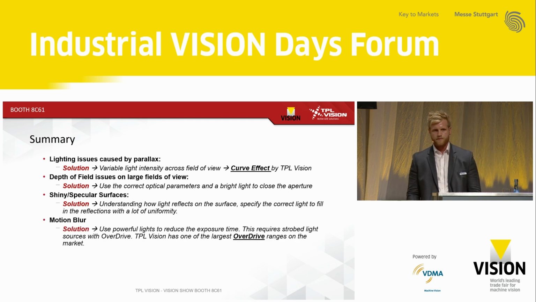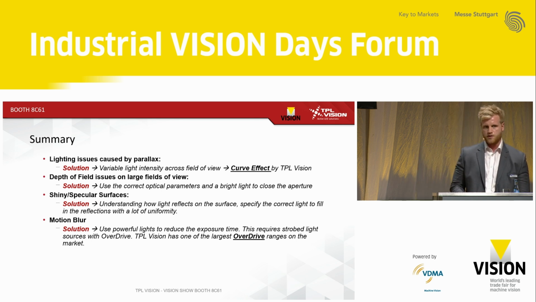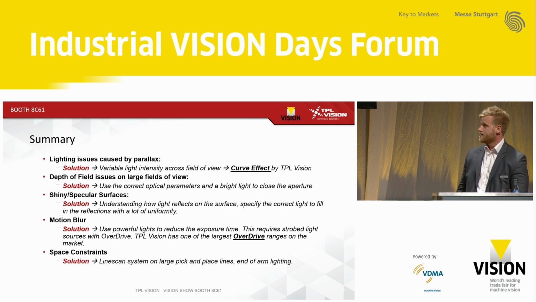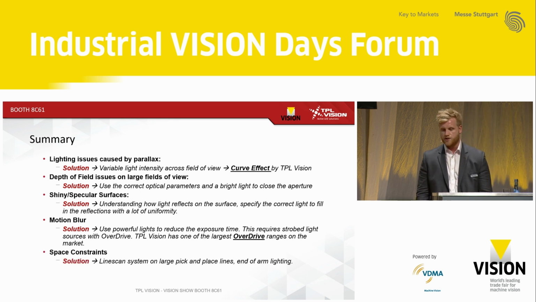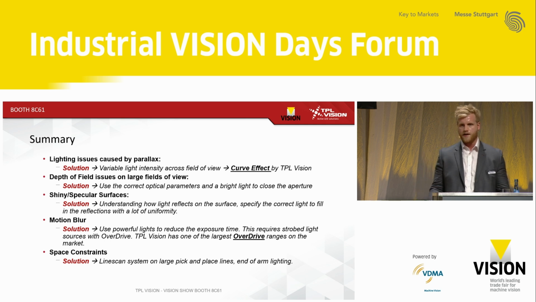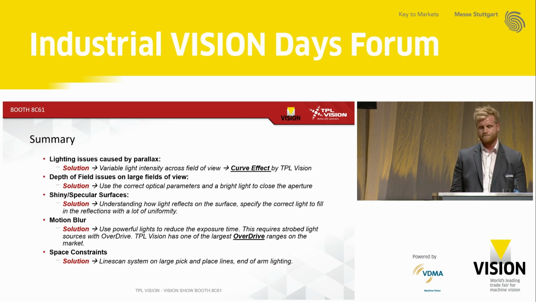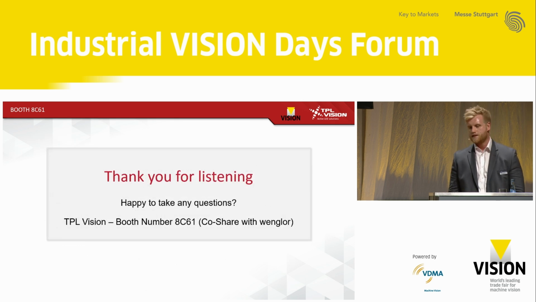For motion blur, you want to use really powerful lights, specifically lights with overdrive to really flash the light with a higher intensity and allow yourself to close the aperture and reduce your exposure time. And for space constraints, we would suggest line scan systems and using the lights on the end of arm along with the camera. So thank you for listening.